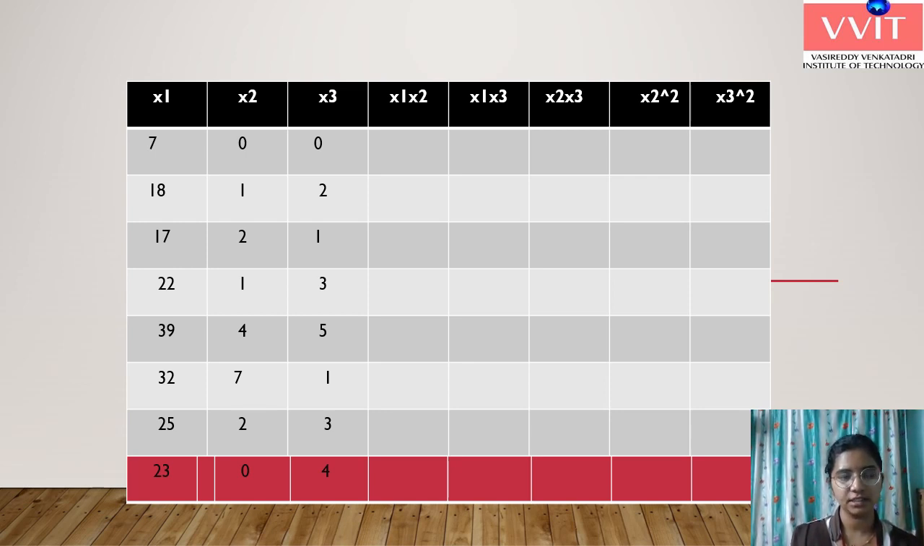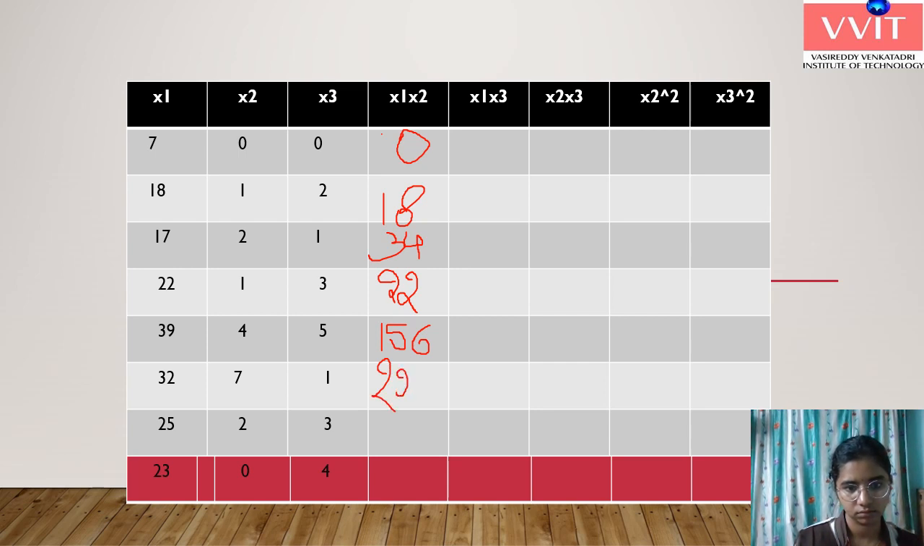So first, x1 x2. 7 into 0 is 0, 18 ones 18, 17 twos 34, 22 into 1 is 22, 39 fours 156, 32 sevens 224, 25 twos 50, 23 into 0 is 0.